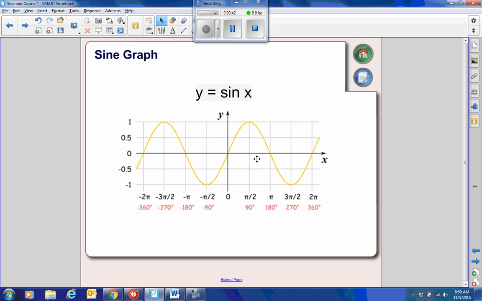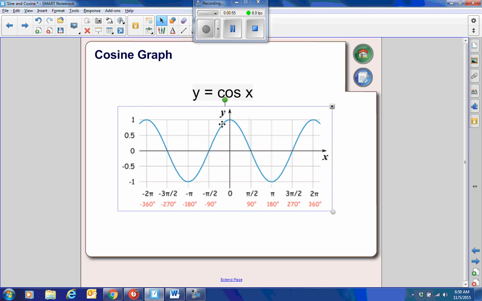You're going to see this sine graph, which you can kind of notice from even the previous unit we did where we looked at parent functions. The sine graph starts at 0 and then makes its curves, while cosine starts at 1 and then makes its curve. So those are the basic look of a sine and cosine graph. Now let's go into some more detail.